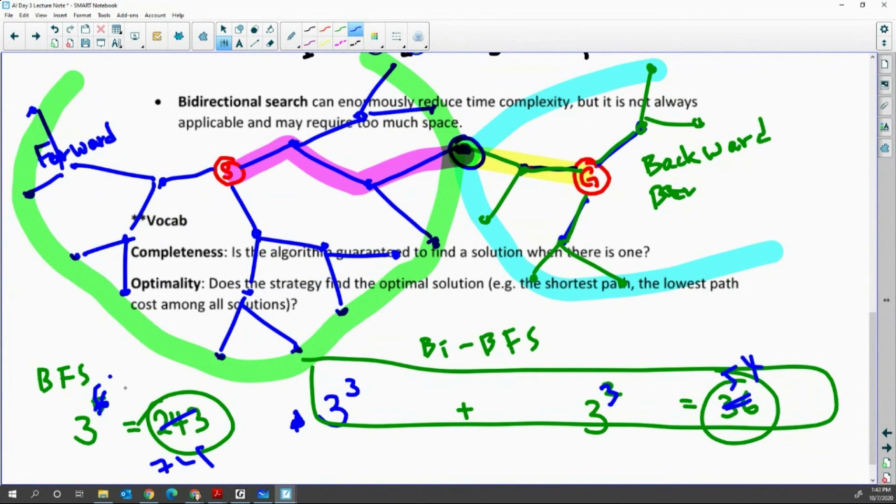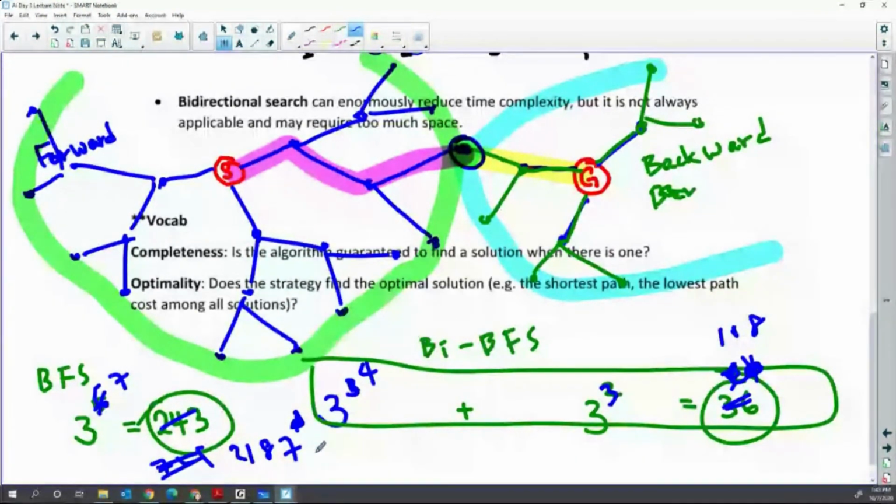Wow. How about if it was 7th power? What is 729 times 3? 2,187. How about if one of them was 3 to the 4th? What was it? Now 81 plus 27, so 108. Do you see the difference? When depth becomes deeper and deeper, 100 versus 2100. How about the depth was 10 versus 5? Ooh. How about the branch factor was 10, not 3? Bi-directional is much more efficient.